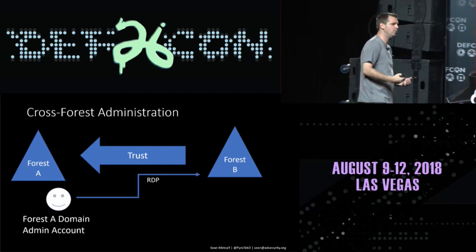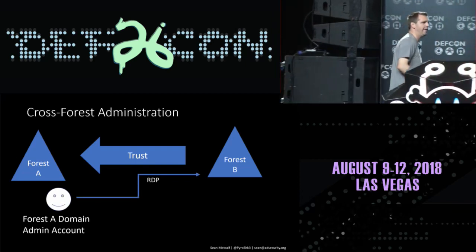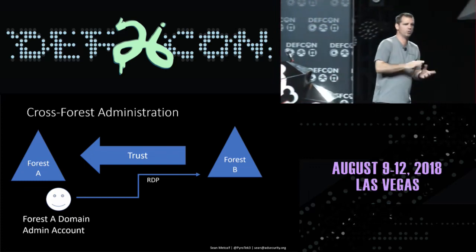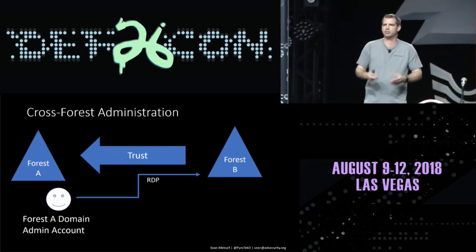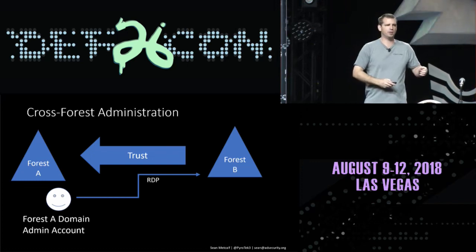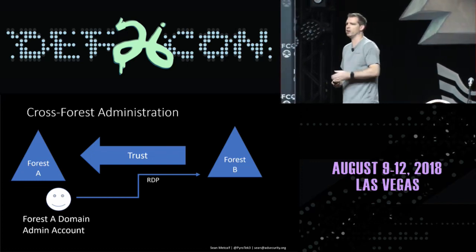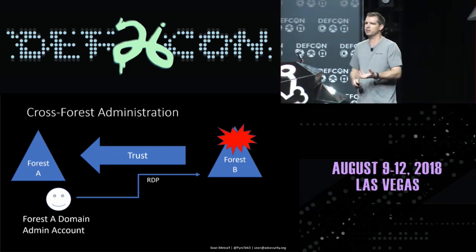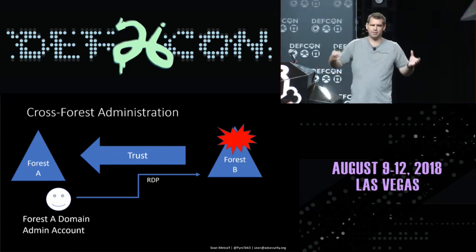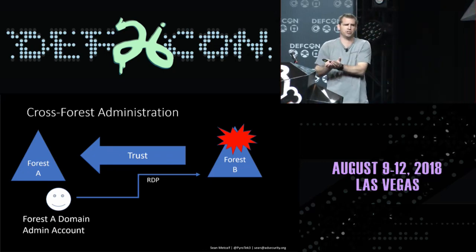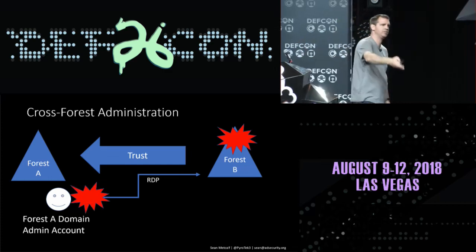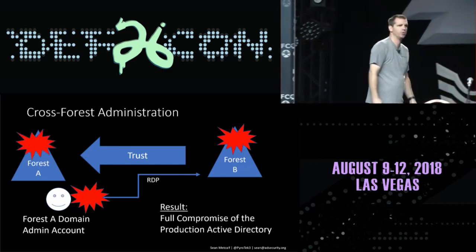The problem here is that Forest B is an untrusted environment. Oftentimes it's in a DMZ. It's a dev test environment. It's for some external configuration, some external system. But since the domain admin account in Forest A is connecting in via RDP to that Forest B environment, the credentials are there. So if Forest B gets compromised, or if you have that in scope and you can go after that forest to jump back to A, you can compromise Forest B to compromise the domain admin account, to compromise the forest.